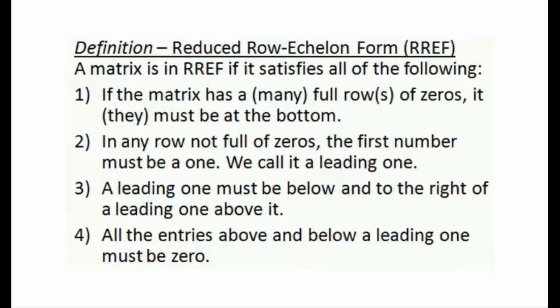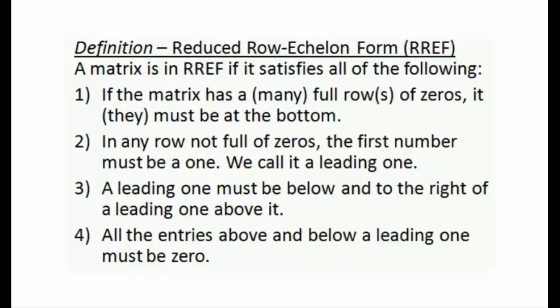The next thing we're going to talk about are 2 special forms that our matrices might come in. The first one is called reduced row echelon form, and sometimes this is shortened down to RREF. We say a matrix is in RREF if it satisfies all 4 of the following conditions. The first one talks about full rows of zeros. If we do have a full row of zeros, it has to be at the bottom of the matrix. And if we have more than one full row of zeros, they're all at the bottom stacked on top of each other.